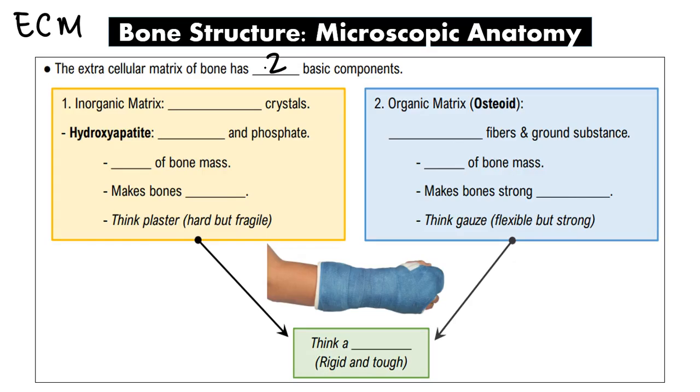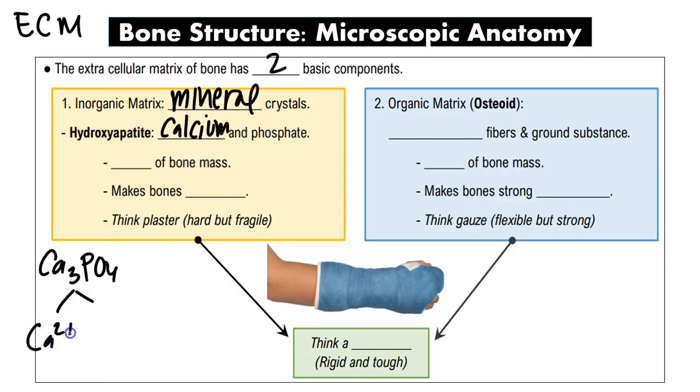So this inorganic matrix, of course, is going to be made of mineral crystals. And we already talked about calcium phosphate earlier on, but now we're going to get into a little more detail. And hydroxyapatite. So hydroxyapatite is going to be our calcium and phosphate. So if you're thinking of our calcium phosphate, which we talked about before, this can be broken down into Ca2+ and PO4 3-.